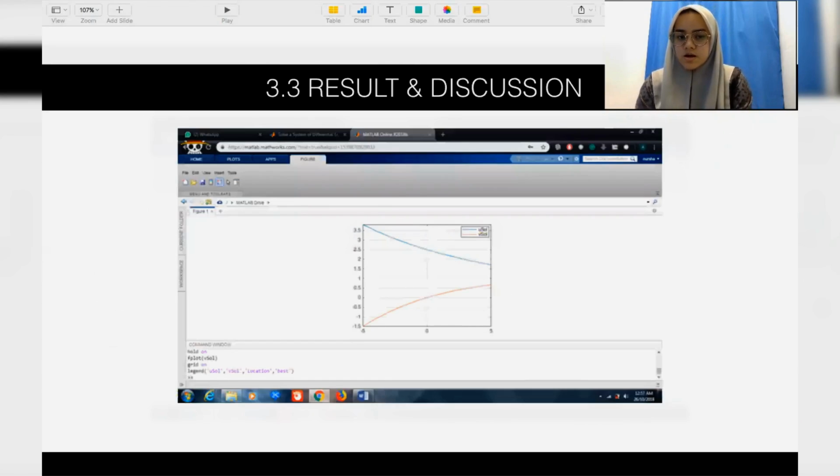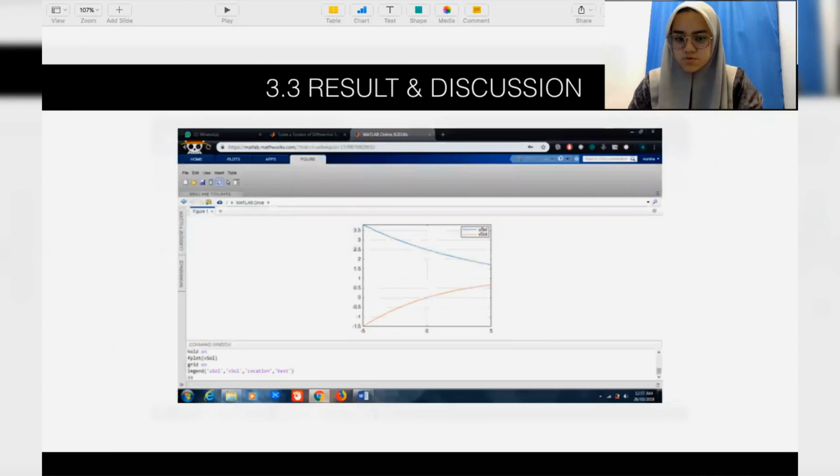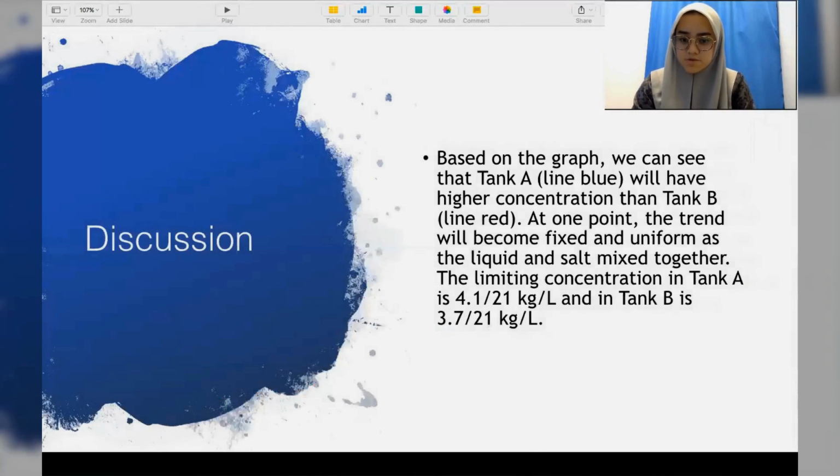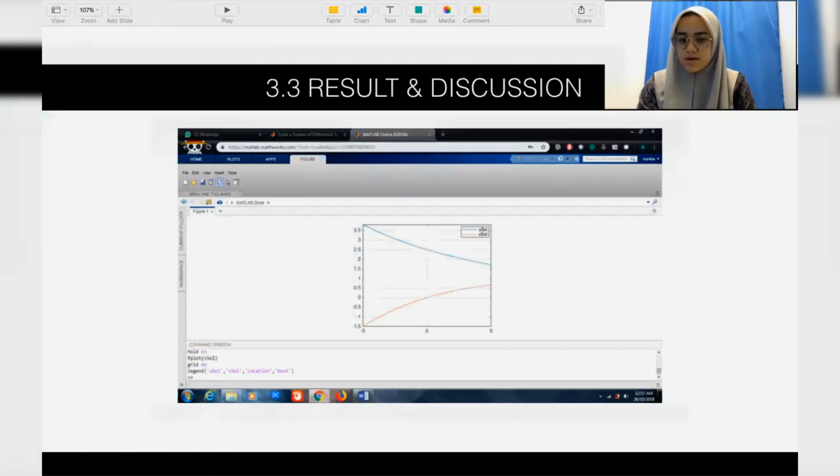Then, in MATLAB, we get a graph, and from the graph, we can say that tank A, which is the blue line, has higher concentration than tank B, which is the red line. And at one point, the trend will become fixed and uniform as the liquid and salt mix together. The limiting concentration in tank A is 4.1 per 21 kg per liter, and in tank B is 30.7 per 21 kg per liter. We can find the value from the graph.